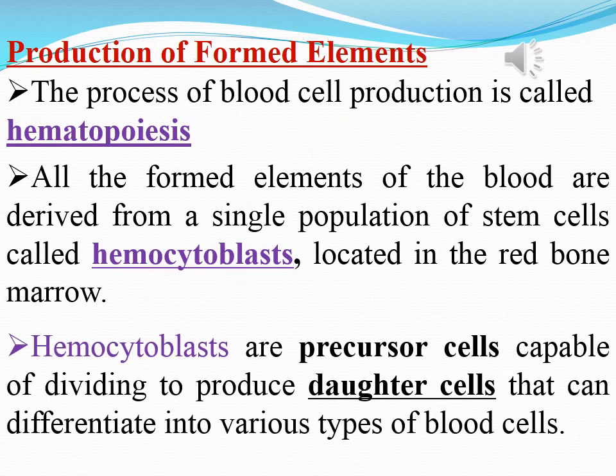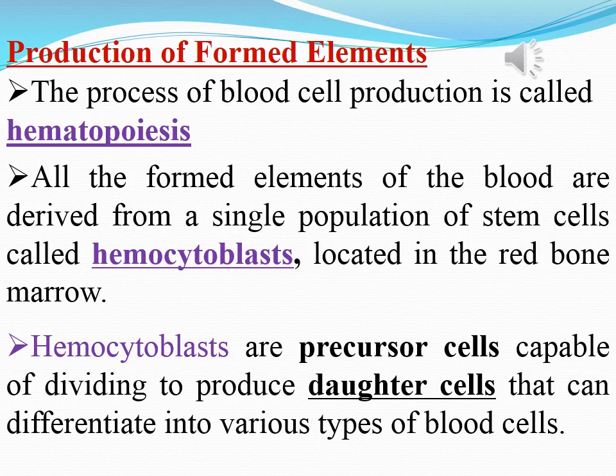تكلمنا عن البلازما فوليوم قلنا باعتبار انه هو 55% من الهول بلاد، few points حكينا على البلازما فوليوم وعلى الكونستيتوينتس اوف بلازما بروتين. نيجي على الجزء الآخر من البلاد كومبوننتس اللي هو الفورمد elements. To start with the production of the formed elements, the process of blood cell production is called hematopoiesis. All the formed elements اللي هي ال RBC والوايت BC والplatelets الصفائح الدموية of the blood are derived from a single population of stem cells called hemocytoblasts. إذا كل الفورمد element بأنواعها المختلفة derived from a single population of stem cells called hemocytoblasts located in the red bone marrow. The hemocytoblasts are precursor cells capable of dividing to produce daughter cells.